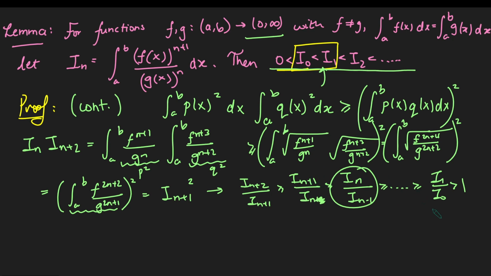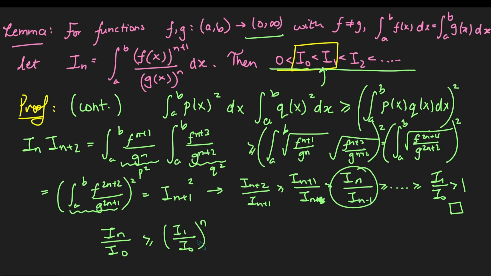Amazing. So that is our proof complete, but we can actually go one step further and say, in fact, using induction, I_n over I_0 must be at least (I_1 over I_0) to the power of n. And this is just easy to prove by induction. You just kind of repeat this inequality a bunch of times.